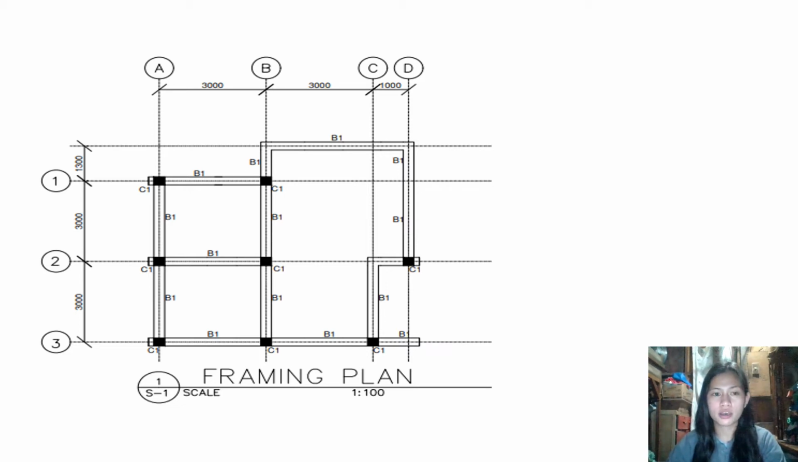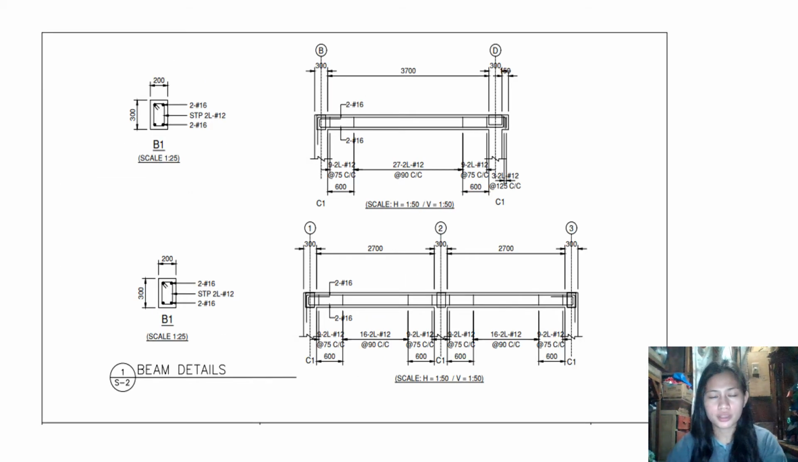As you can see, all of them are assigned as C1, and the beams are assigned as B1. They are almost, or just, the same even when I generated them onto the STAAD software. So this is the detail of our Beam 1. Actually, they are both the same.